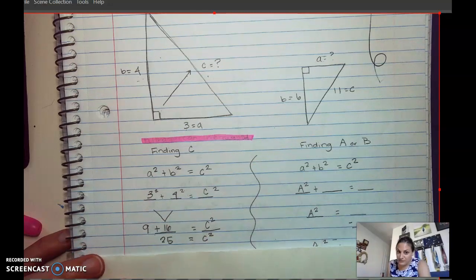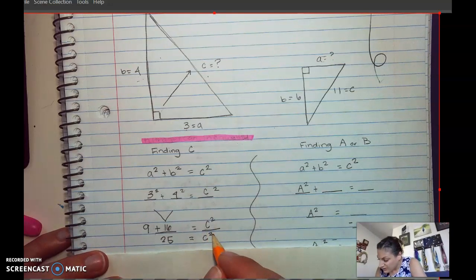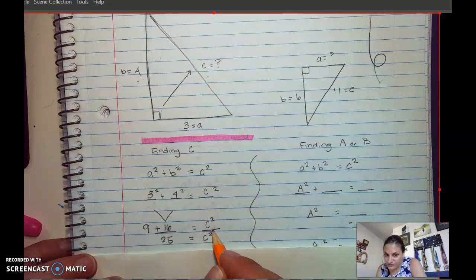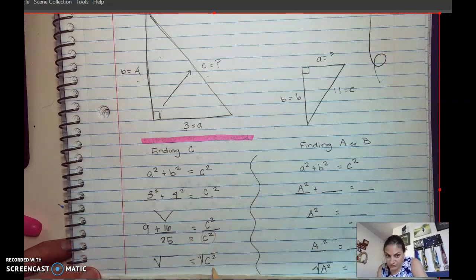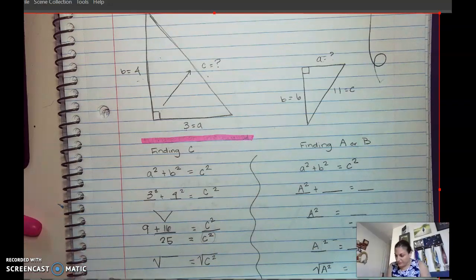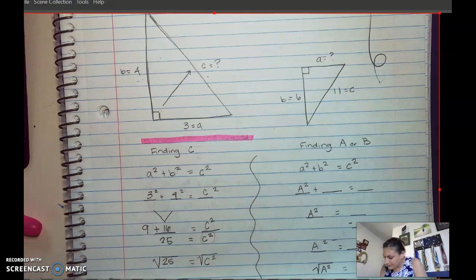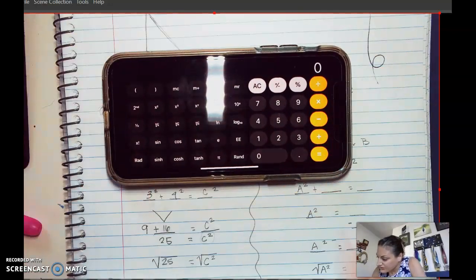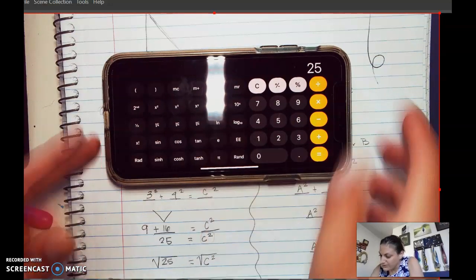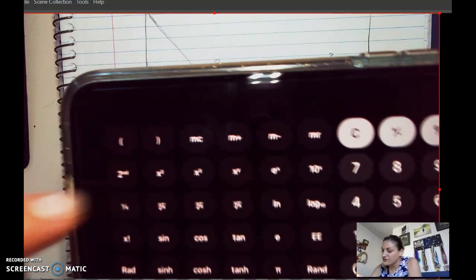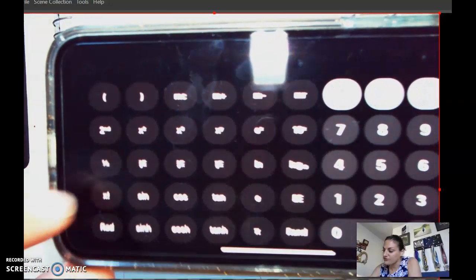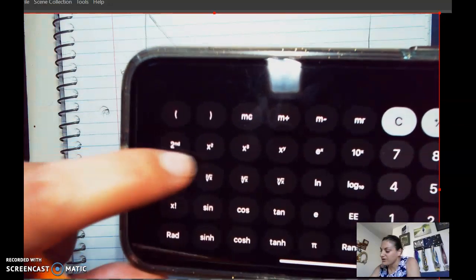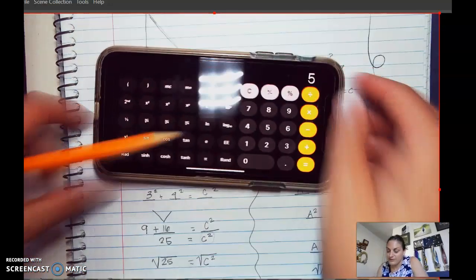But the c is not alone. So when you are taking the square of something, and we don't know how to get it alone, you take the square root of it. So if you look on your calculator, my 25 here, and you flip your calculator around. If I don't know what the square root of 25 is, I punch in 25 and I hit this little button here that says the square root of x. So it's a little 2 and that little shape, and I get the answer of 5.